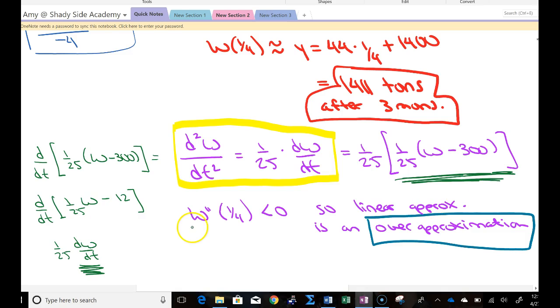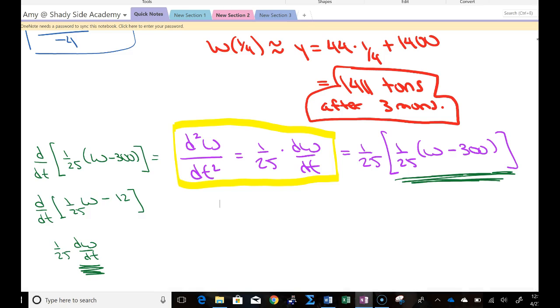And then W double prime, I said it's going to be negative, but I was wrong. I just caught my mistake. Goodness gracious. So good to go over it.